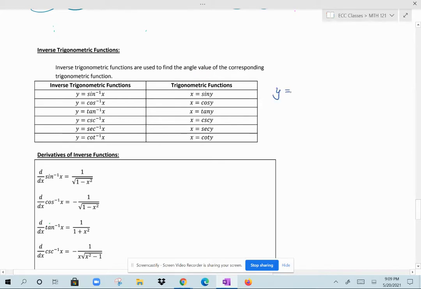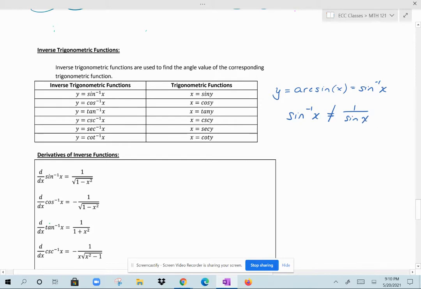Other notation would be, instead of saying sine inverse, you could say the arc sine of x, or the arc cosine, arc tangent, arc cosecant, arc secant, and arc cotangent. They mean the same thing as using this other notation, which is read as sine inverse. So this is not sine to the -1 power, it is sine inverse. And just keep in mind that negative is not an exponent, so that is not equal to 1 over sine of x. So that's important for you to keep in mind.